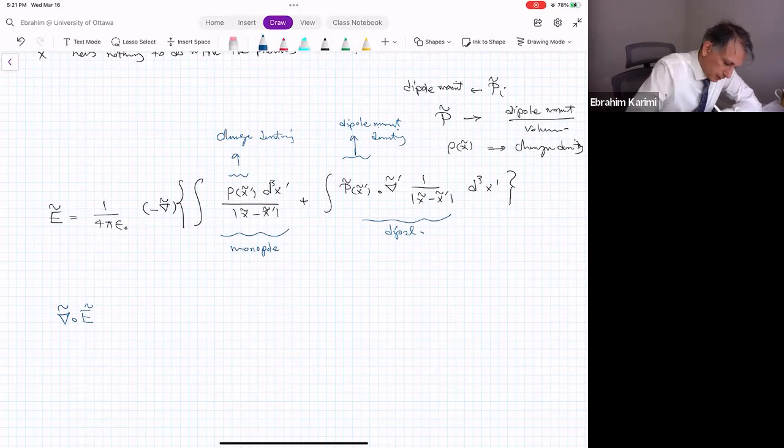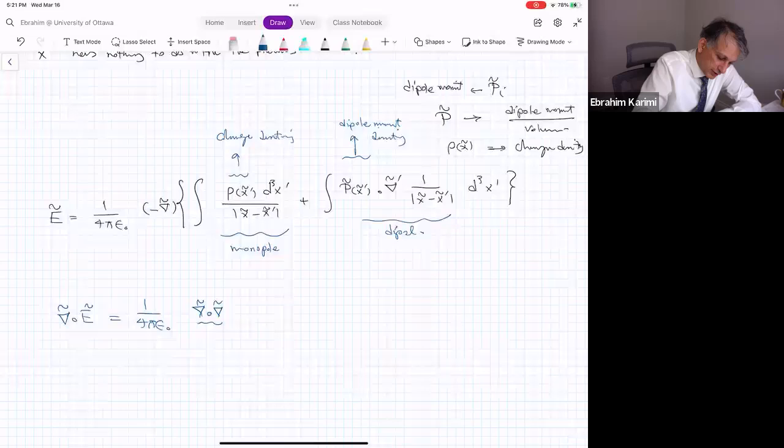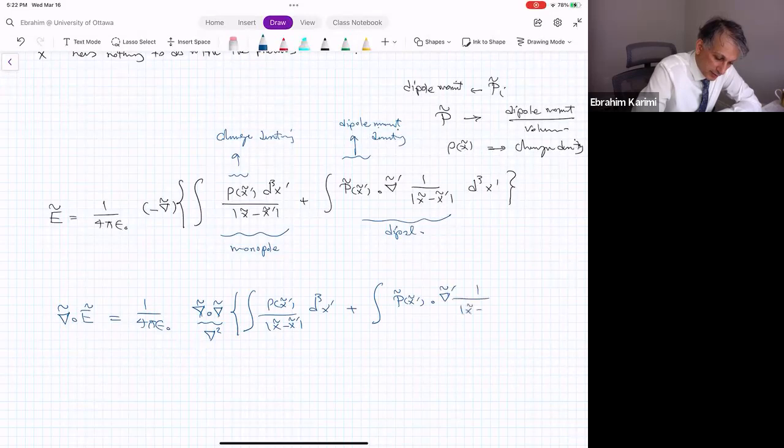Can we do the calculation? It will be one divided by 4 pi epsilon 0 times the divergence of a gradient. It's the Laplacian, right? The divergence of a gradient is the Laplacian, of two terms: the integral of rho of x prime divided by the magnitude of x minus x prime, d3x prime, plus the integral of p of x prime dot nabla prime of one divided by the magnitude of x minus x prime, d3x prime. Good?